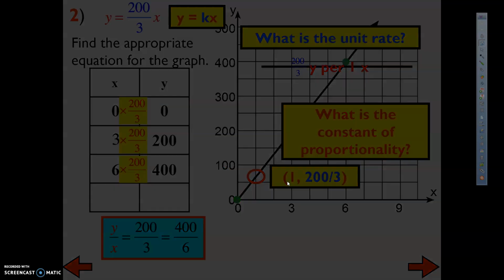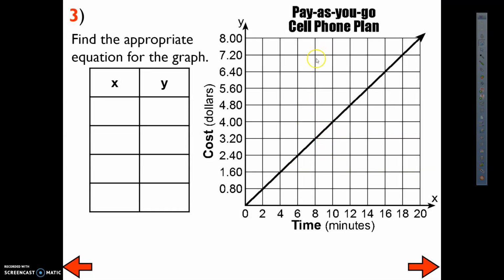Okay, let's try that again. Turn your page, number 3. This one does have some labels. It's a pay-as-you-go cell phone plan. And so I do see one good point down here at 0, 0. So I'm going to list that in the table.